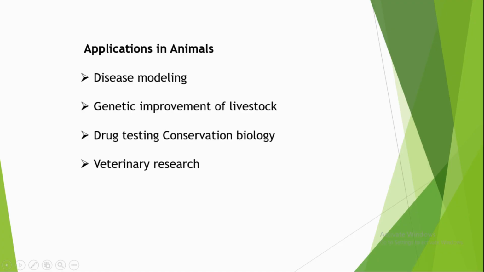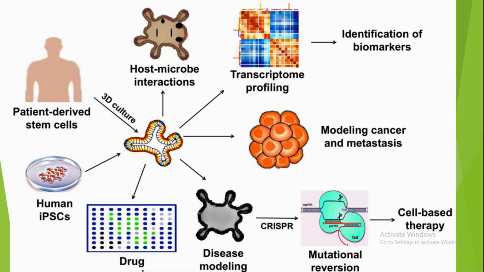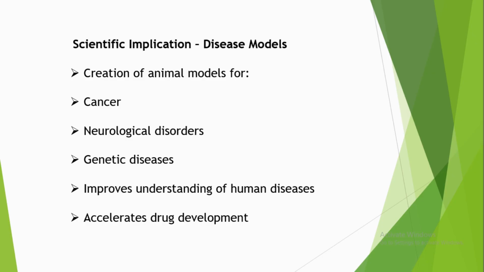So there are some applications of CRISPR-Cas9 in animals, for example, disease modeling, genetic improvement of livestock, drug testing, conservation biology, and veterinary research. This diagram shows the application of CRISPR in animal modeling. It is also important for scientific implications, for example, disease models, such as the creation of animal models for cancer, neurological disorders, and genetic disease, improving the understanding of human disease and accelerating drug development.